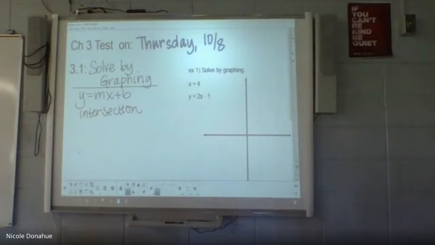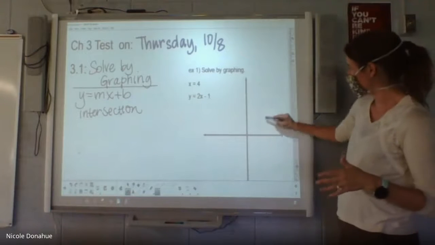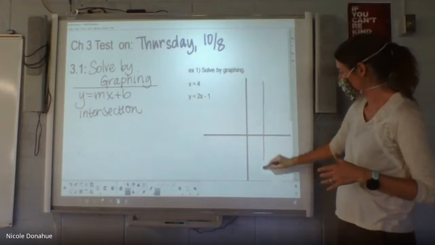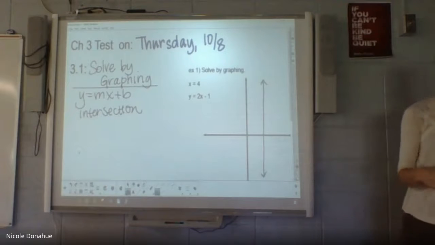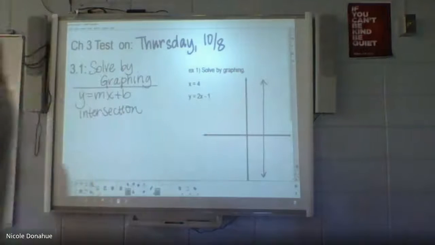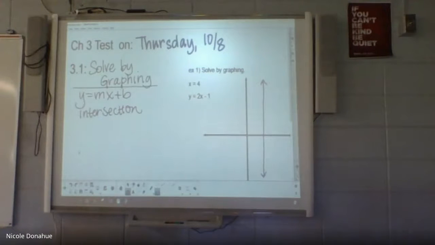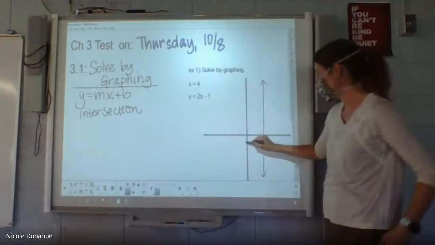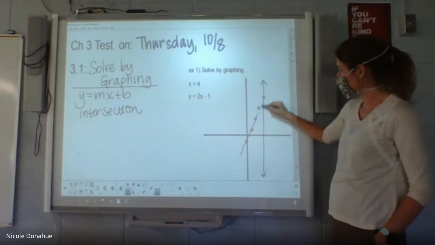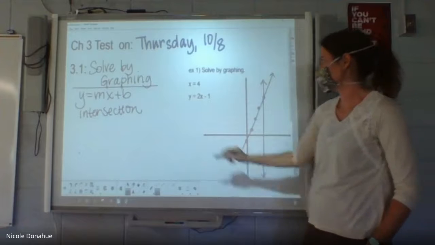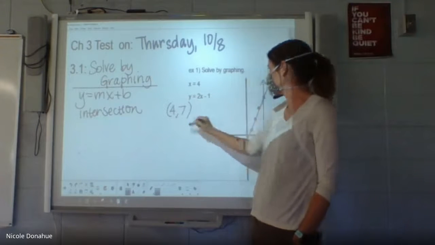Do you guys remember what type of line x equals 4 is? That's a vertical one. So x equals 4 is going to be a vertical line at 4. So here's my x equals 4. And then we're going to graph our other line starting at our b and then doing a rise over run to find where they intersect. Start at -1, go up 2 over 1. And then I find where the lines intersect, and that's our solution. I believe it's (4, 7).